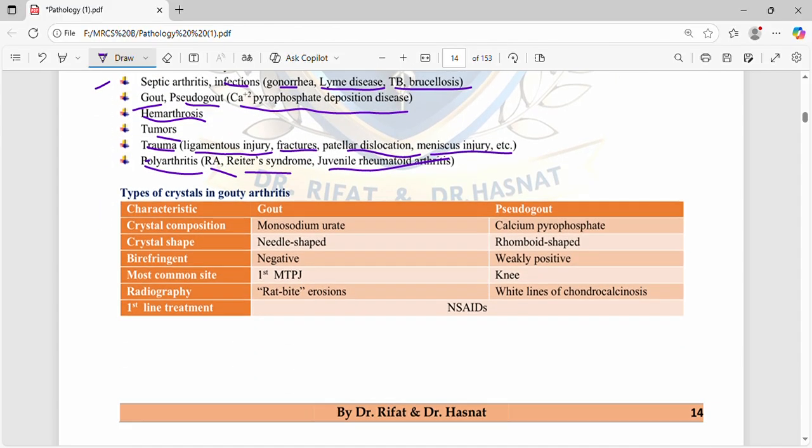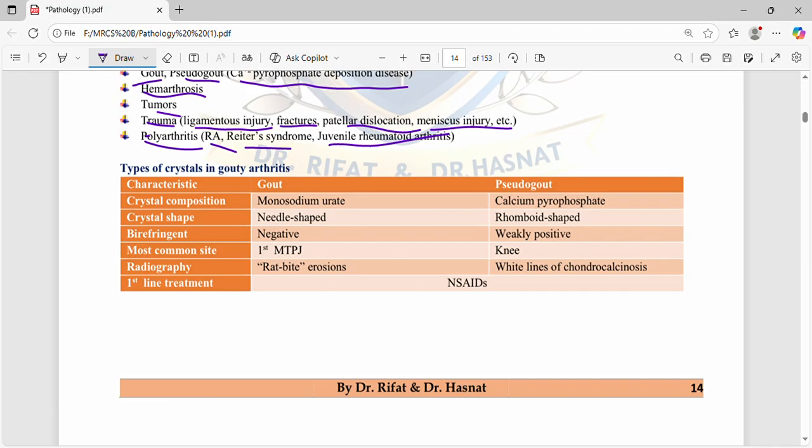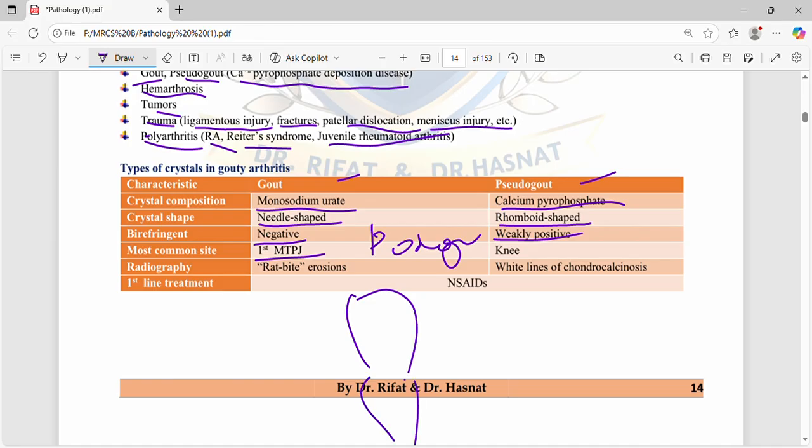Types of crystals in gouty arthritis: gout and pseudogout. We have monosodium urate in gout and calcium pyrophosphate in pseudogout; needle-shaped and negatively birefringent in gout, rhomboid-shaped and weakly positive birefringent in pseudogout. Gout involves the first metatarsophalangeal joint, which is called podagra. The knee joint is most commonly involved in pseudogout. Radiography shows rat bite erosions in gout and white lines of chondrocalcinosis in pseudogout. The first-line treatment for both is NSAIDs.